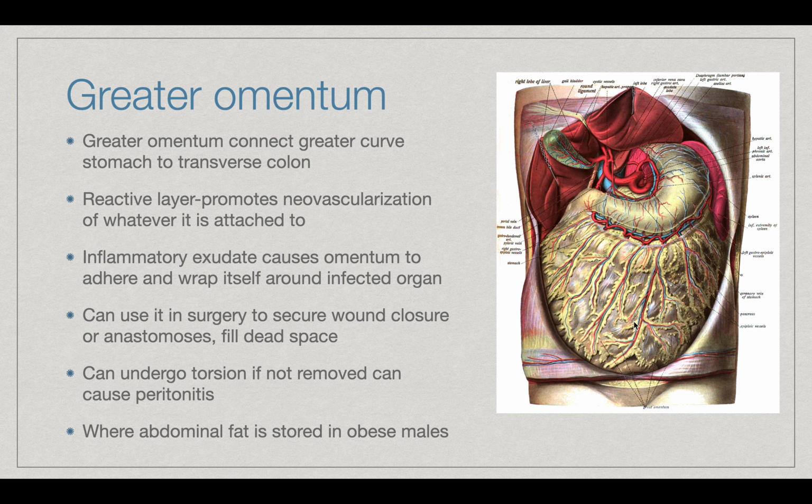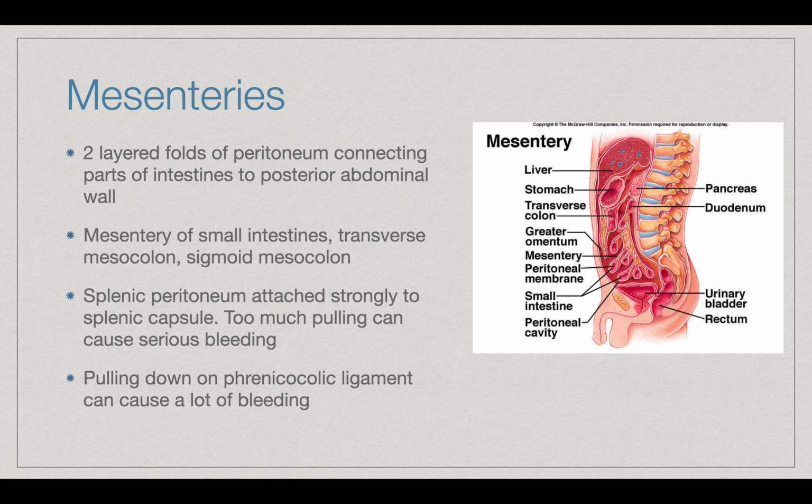However, if it's not removed properly during these surgeries, you have to stretch it up. It just can't be wadded up in a little fossa, because it will undergo torsion and that will cause peritonitis. And this is also where abdominal fat is generally stored in obese males. Problematic because the fat can mess with the ability to adhere to the organs and also compress the vessels going through it.